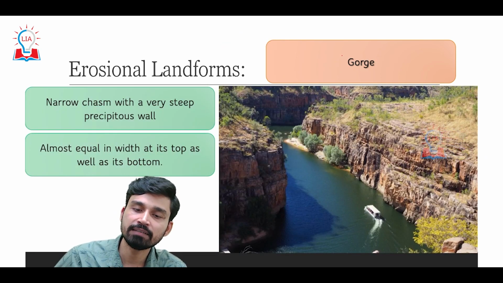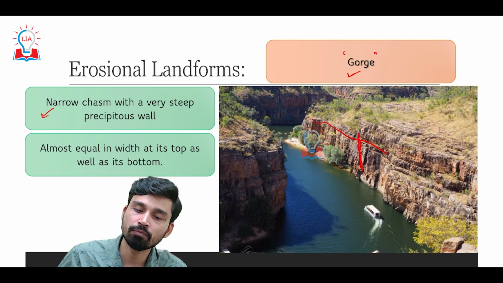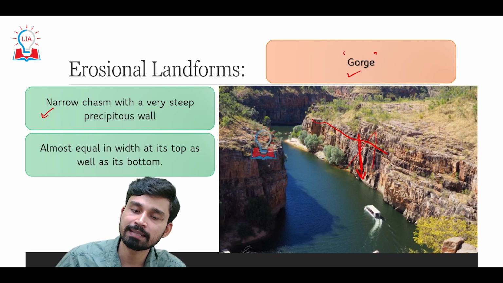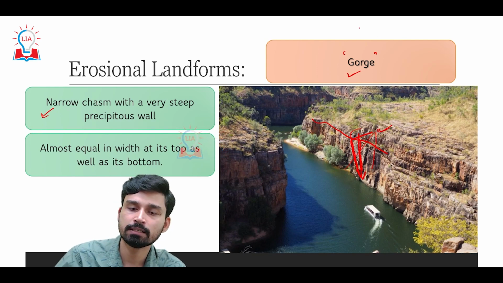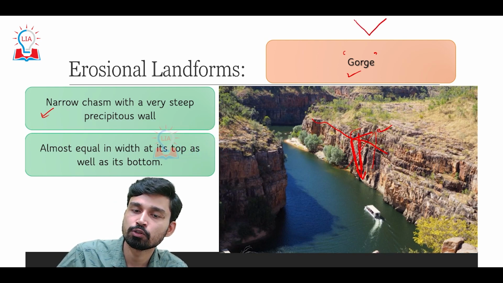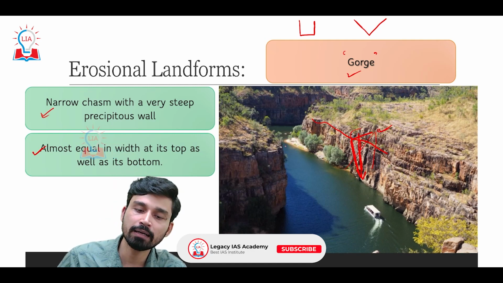Then the other kind of valley that we see in the upper course of the river is something which you can call a gorge. Now a gorge can be defined as a narrow valley having a narrow chasm with a very steep precipitous wall. As you can see from this picture, if you look at the wall of this gorge, the wall is not slanted, but it is a precipitous vertical wall. And that is what makes it different from the valleys. In the V-shaped valley, as we discussed, the wall has this kind of slope, but in the gorge you have a vertical wall.